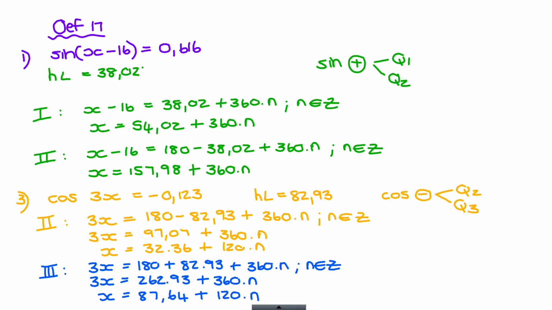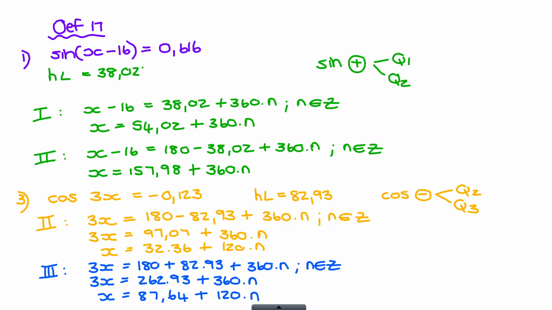Okay, then, just to take this away for you, number 3, same story. Let me first get my calculator. Please remember, you guys, that when you get your help angle, don't use the negative. When do we use the negative? When we decide which quadrant it will be. So you first just say cos, shift cos 0,123, and that would give you this help angle here of 82,93.